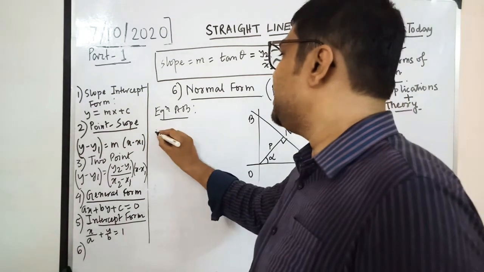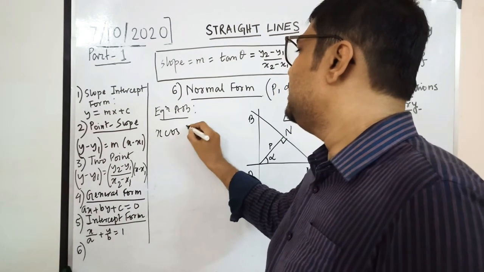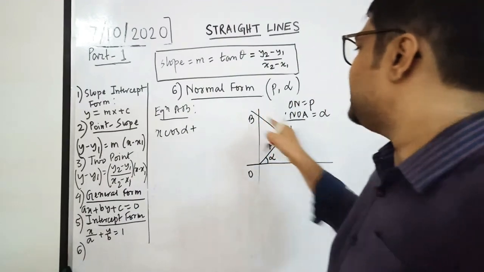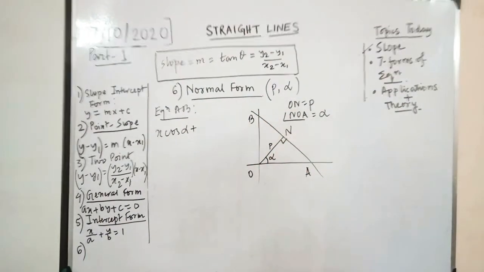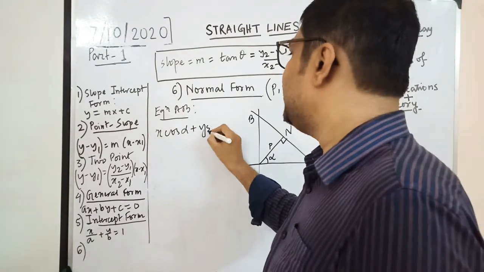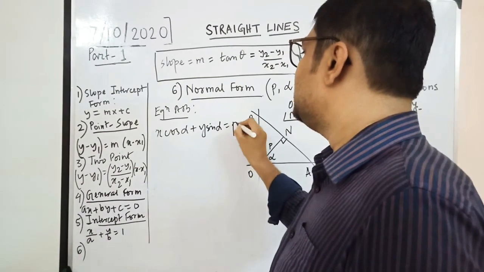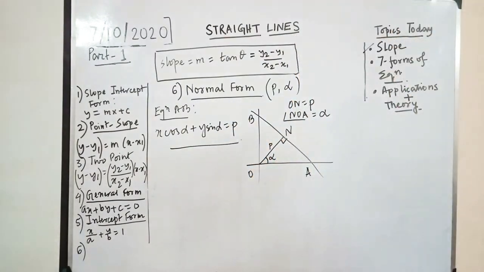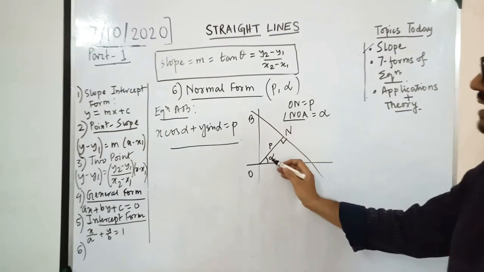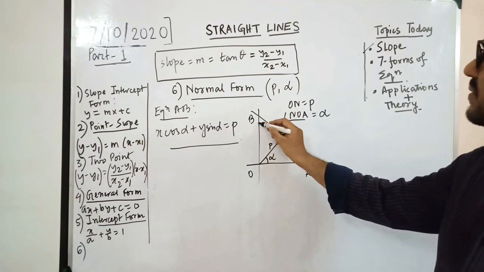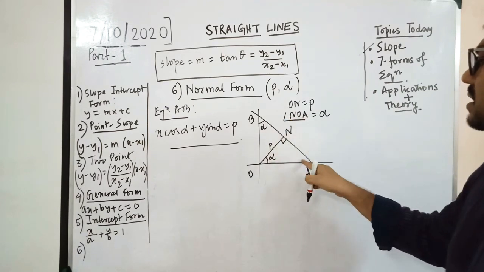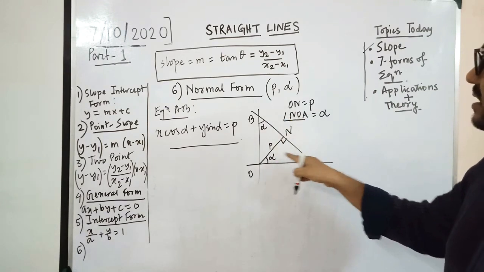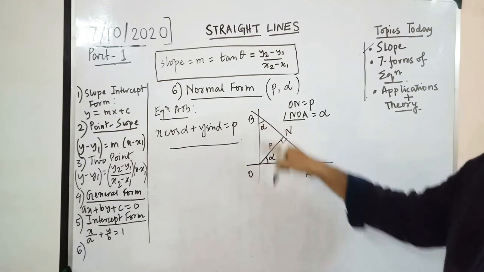The equation becomes x cos alpha. So what is this equation? Equation of AB: x cos alpha plus y sin alpha equals P. So this will be the equation. Let us do a little bit of proving for this. As you know, this is alpha, from school geometry. Why? Because this is 90 minus alpha and this is also 90 minus alpha. So this will be alpha.